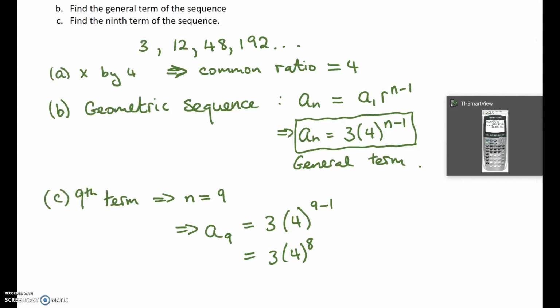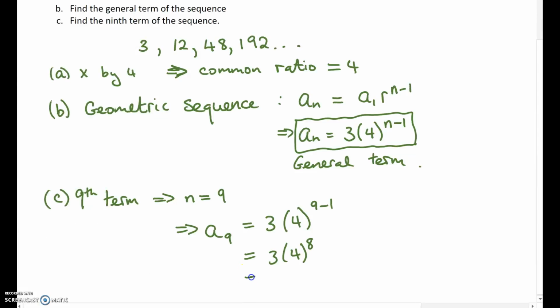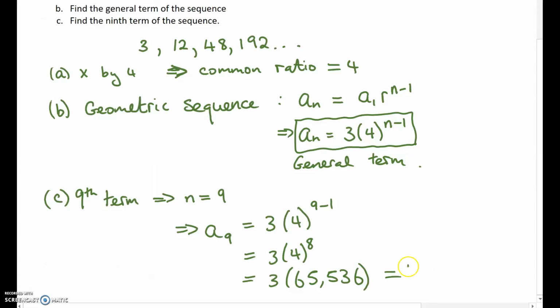And let's look that up in our calculator. Clear what's there. 3 times 4 to the power of 8. So let's just do the 4 to the power of 8 first. 4 to the power of 8 is 65,536. And if we multiply that by 3, we get 196,608.